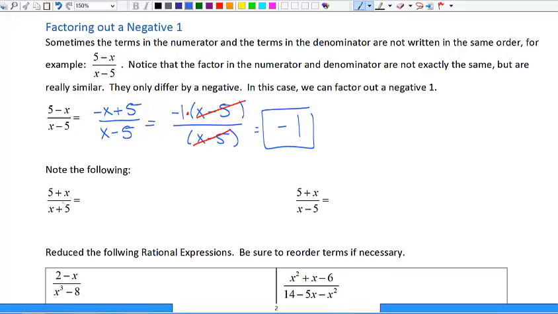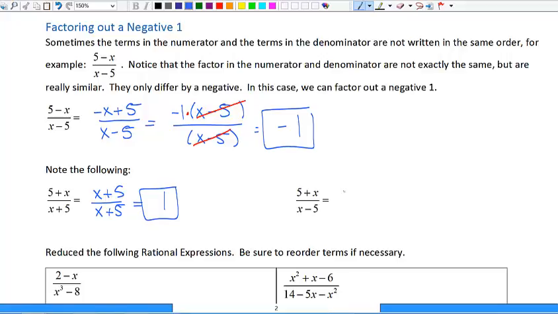On 5 plus x over x plus 5, if I rearrange it, so it's x plus 5 over x plus 5, I just change the order in the numerator. These divide out to 1, and it's not equal to negative 1. So just because the order is backwards doesn't mean it's going to turn into a negative 1. It's only if the signs are off by a negative.